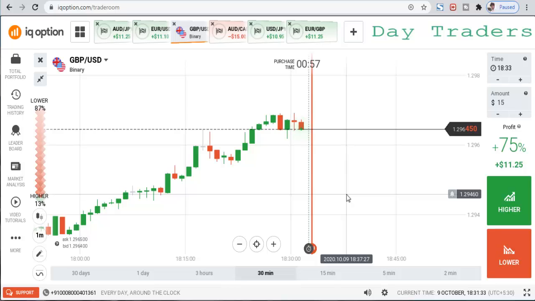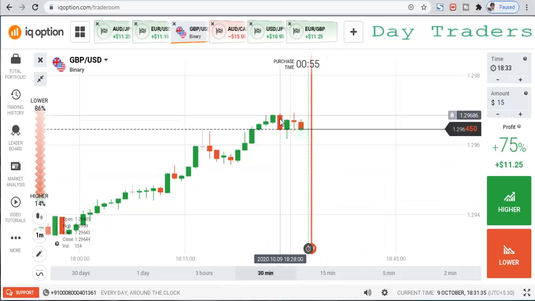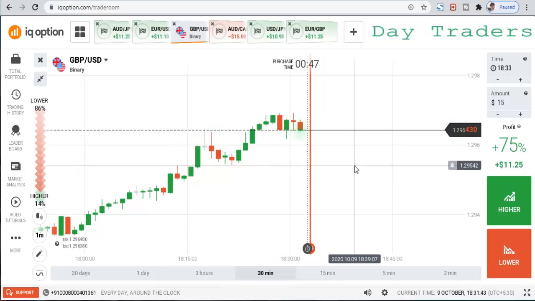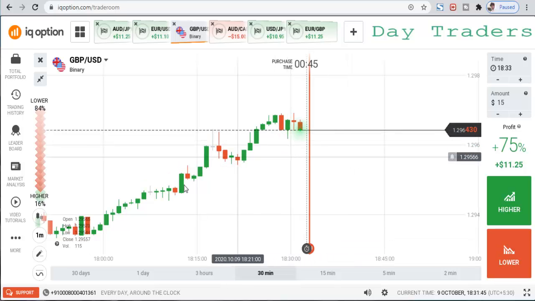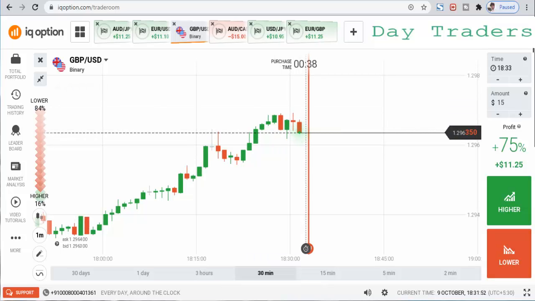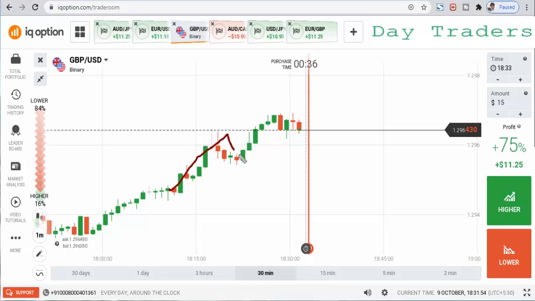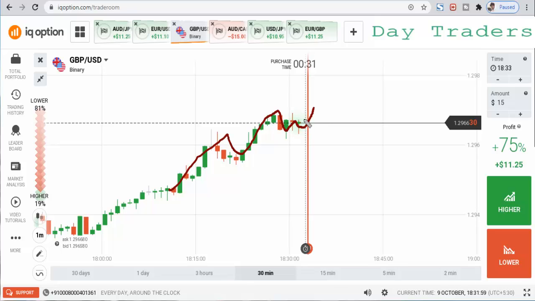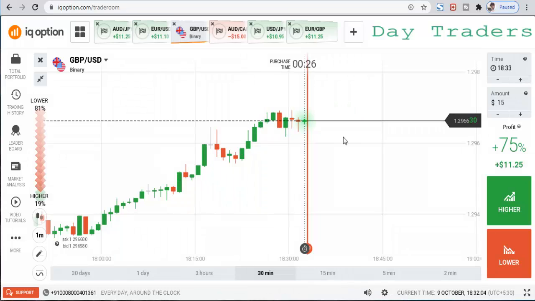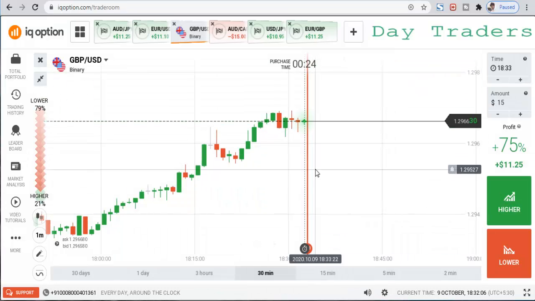Okay, no problem. Okay, after this uptrend market, it changed direction at this level, but sometimes it goes more up. Okay, this is a bearish candle. Okay, I will place a higher option.